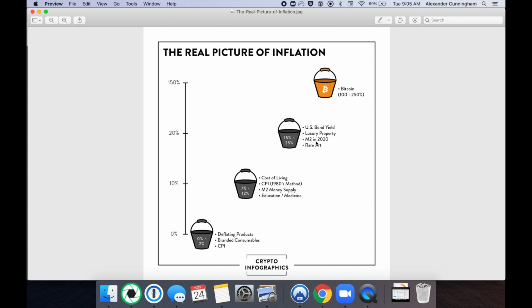These are things that are much scarcer. Things like luxury property, places that you would actually want to live where they are not making more real estate. That's going to inflate quite a bit each year. We talked about the money supply this year.